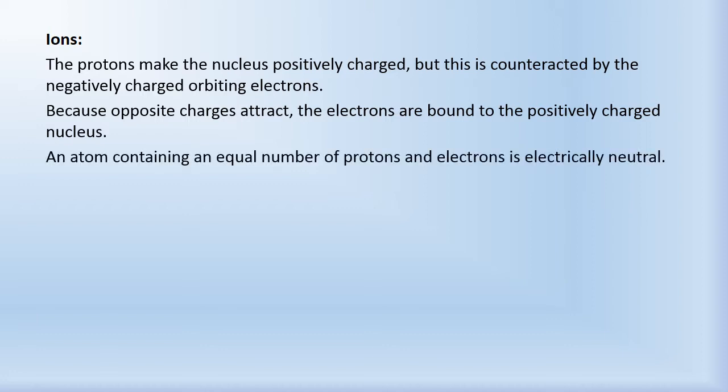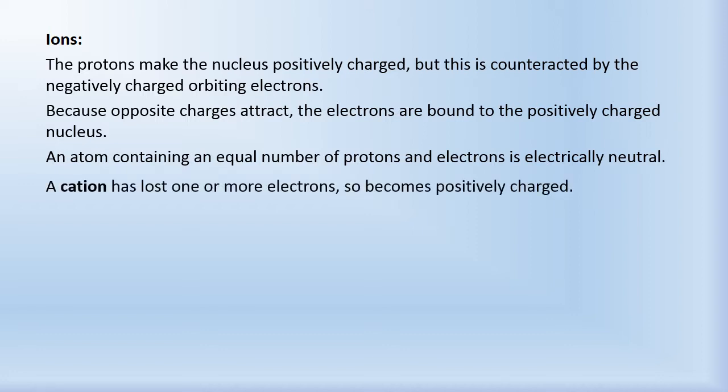An atom that has an equal number of protons and electrons is electrically neutral because the charges counteract each other. However, a cation has lost one or more electrons. So therefore, because it has more protons than electrons, it becomes positively charged.